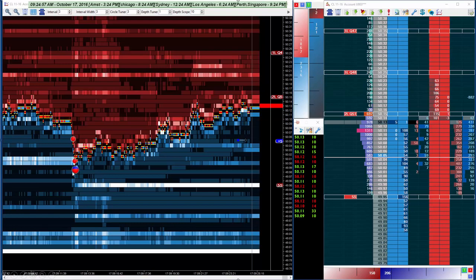Okay, so this absorption, we had sellers selling, the bidders stood up and absorbed it, then the bidders turned active. Then we saw buyers come into the market. That, to me, is the safer trade. That's why you don't see a trade at 49.98. I want to see these guys down here get stopped out.